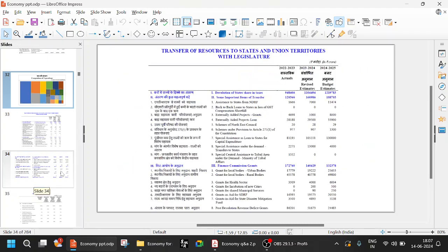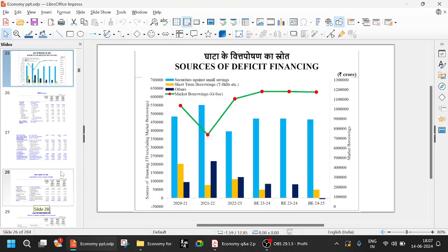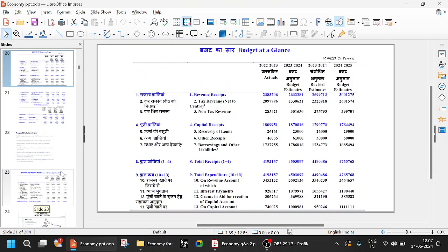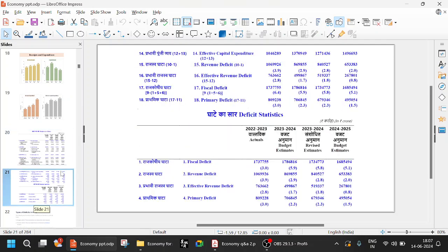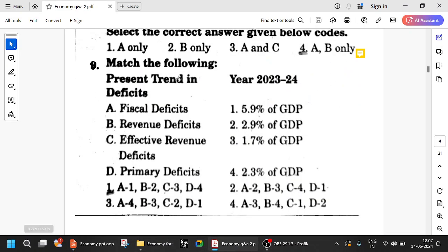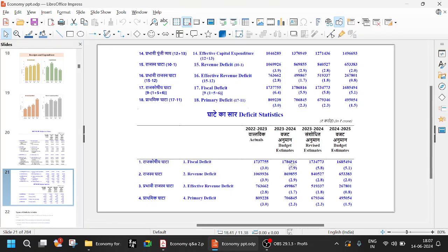These are the types of deficits, right? Now let us see the question: fiscal deficit, revenue deficit, effective revenue deficit, and primary deficit. For 23-24, fiscal deficit is 5.9, revenue deficit is 2.9. Effective revenue deficit means from the revenue deficit you remove those grants used for capital asset creation. That is 1.7, obviously less because you are subtracting. Primary deficit is from the fiscal deficit: if you remove the interest payments, you get the primary deficit. So 5.9, 2.9, 1.7, 2.3.